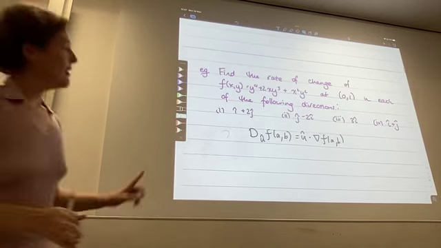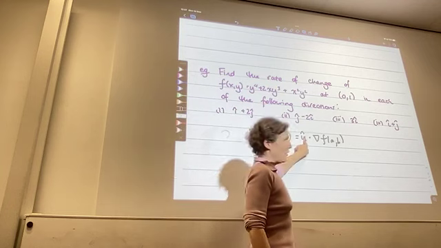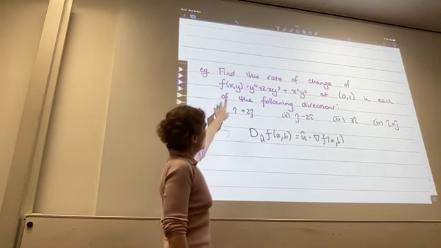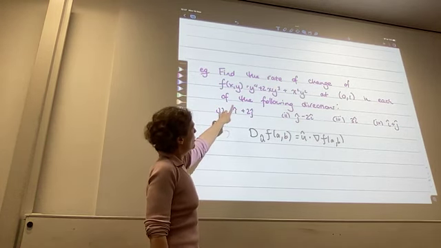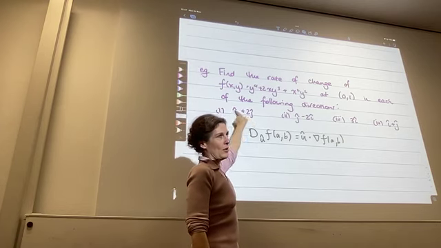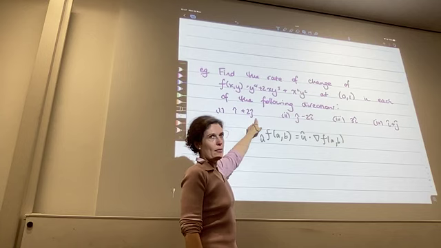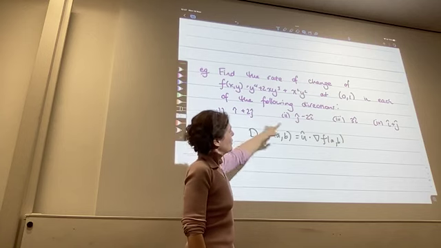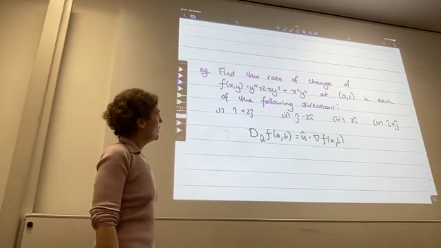Now the key thing here is that this needs to be a unit vector. So if you're asked to find the rate of change in each of the following directions, first make sure that this is a unit vector. If it's not, turn it into a unit vector. Okay, so you've got a couple of calculations to do.